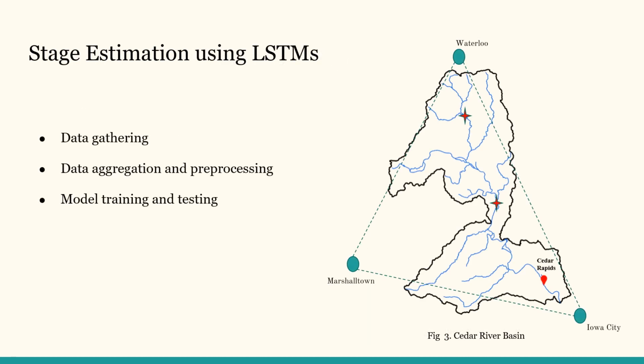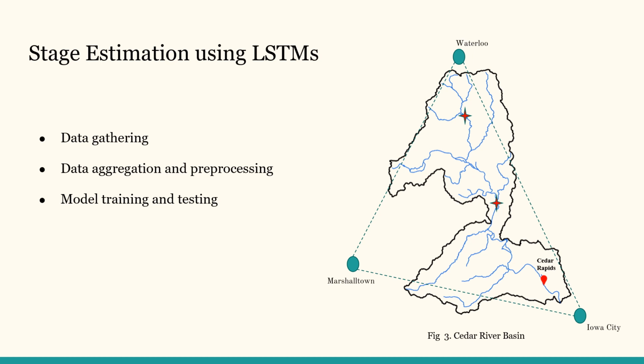LSTMs are used to model the entire precipitation runoff process and directly predict the stage height of the river based on meteorological conditions, removing any need for manual calibration. We chose the Cedar River Basin for evaluation of the model. Daily weather and maximum river stage height data over 40 years was collected from three weather stations across the watershed. These observations were then aggregated to calculate averaged weather conditions and stage heights.